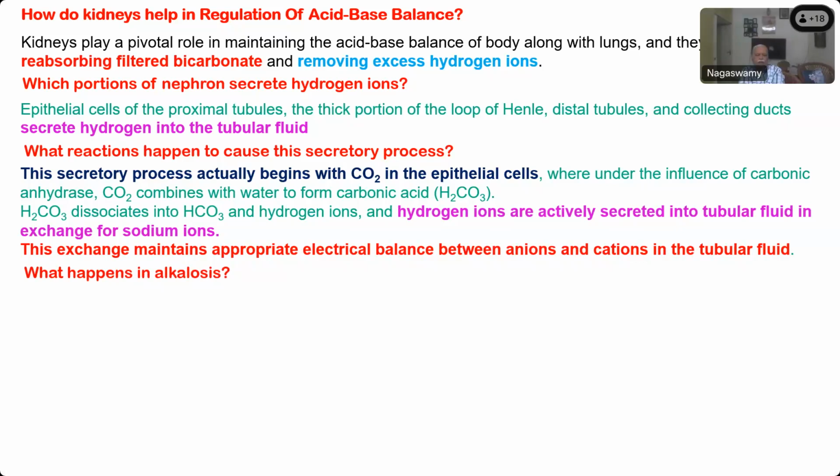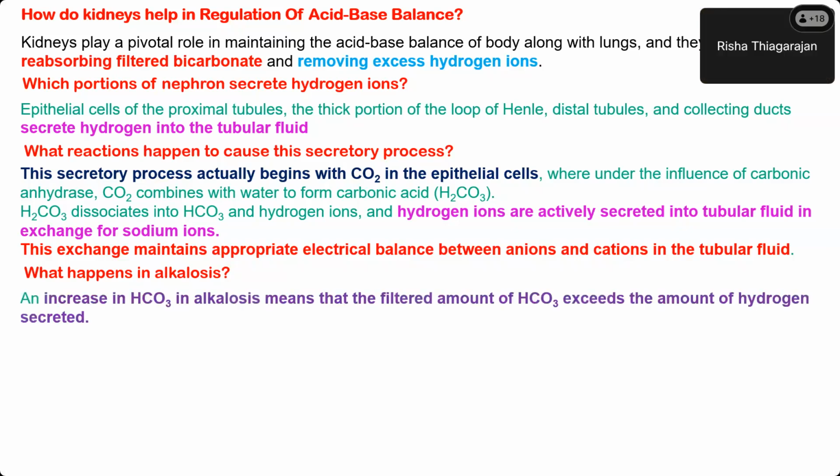In alkalosis, bicarbonate level will be high or low? High, sir. So should you eliminate bicarbonate or should you take potassium? Excretion of bicarbonate. An increase in bicarbonate in alkalosis means that the filtered amount of bicarbonate exceeds the amount of hydrogen secreted.